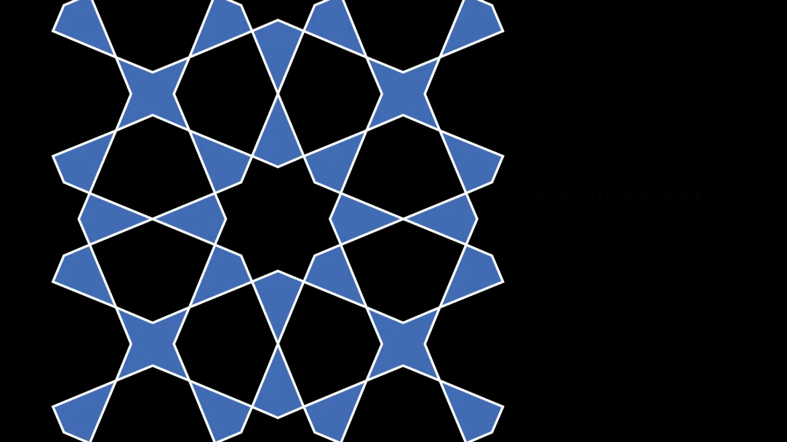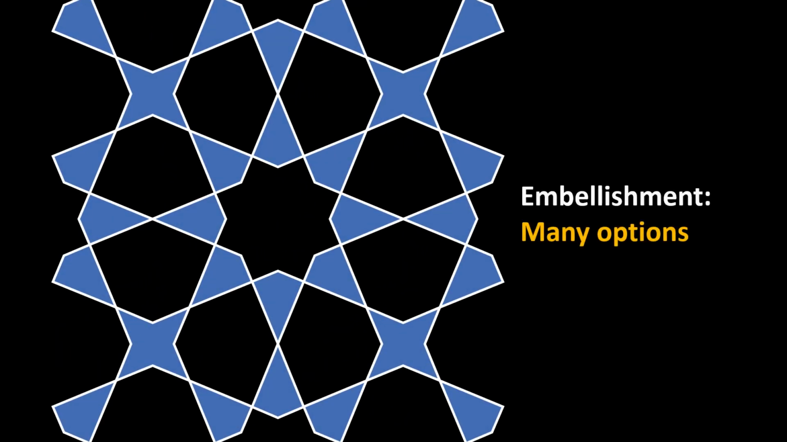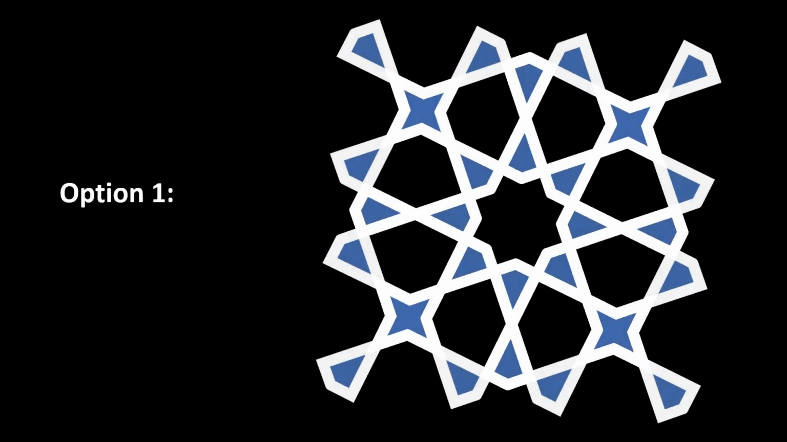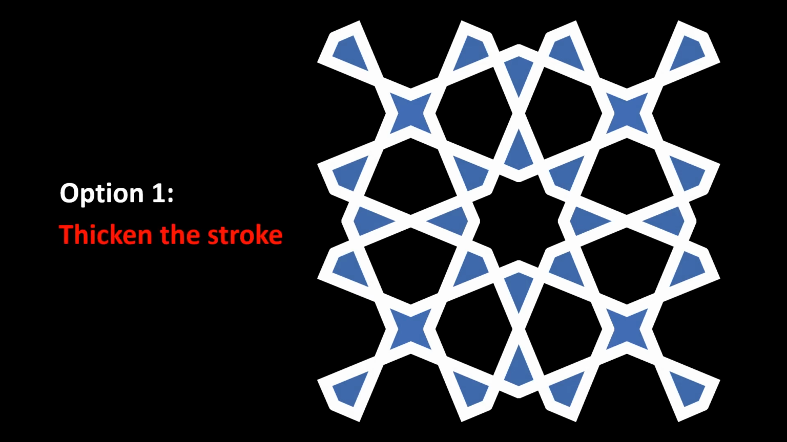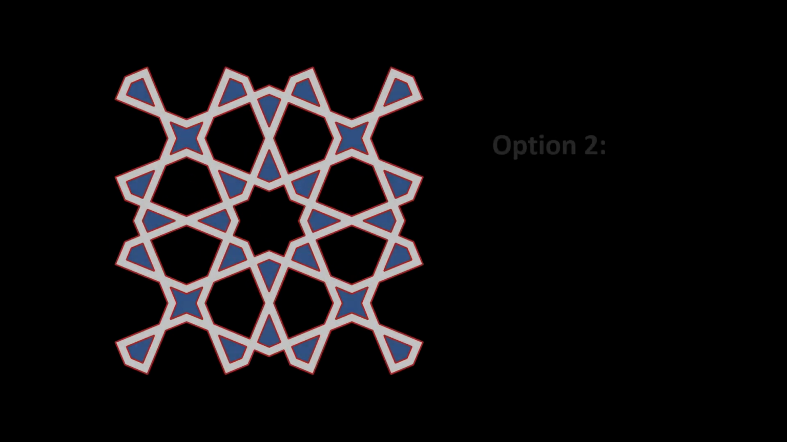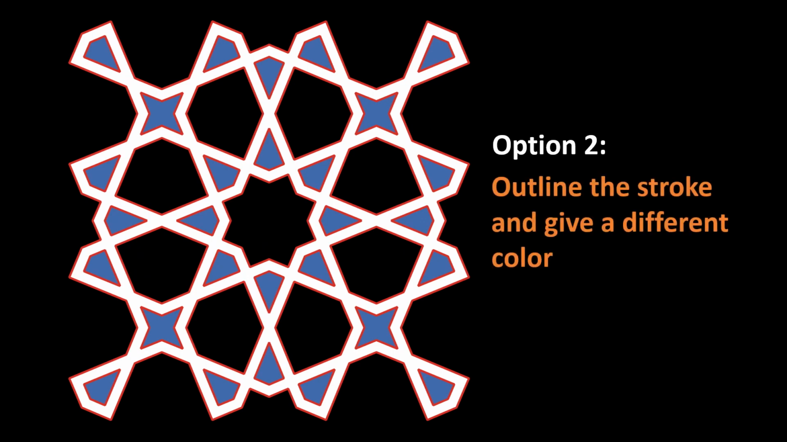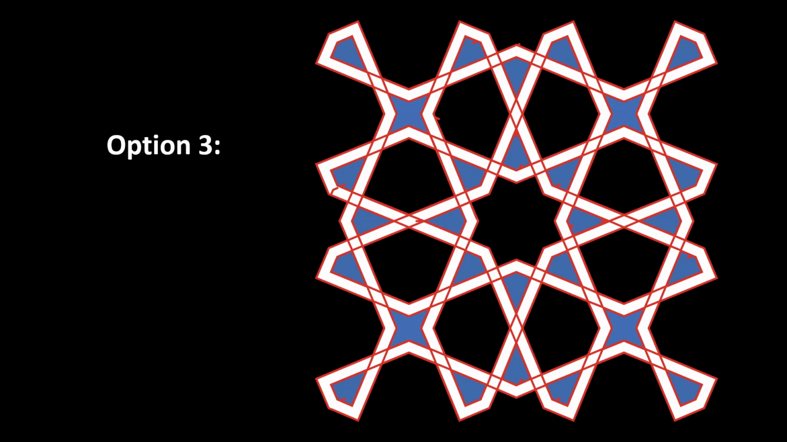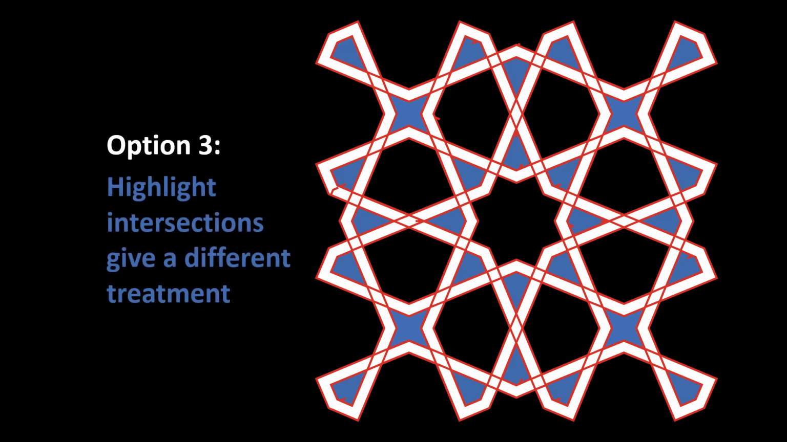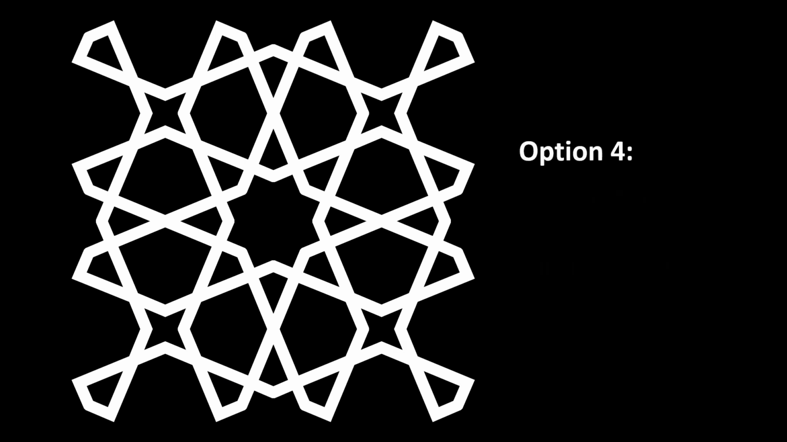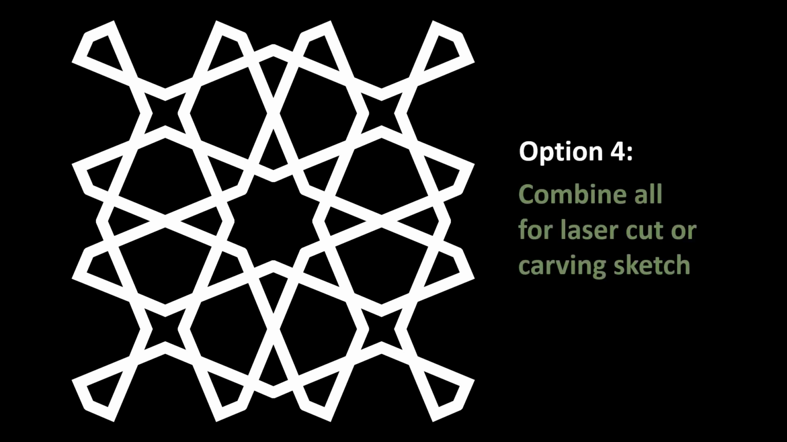Let's zoom in. Let's consider some of the ways in which this basic design can be embellished with different treatments. Option 1. Thicken the line or stroke. Option 2. Outline the stroke and give it a different color. Option 3. Highlight the intersections and give it a different treatment. Option 4. Combine all the elements into one.